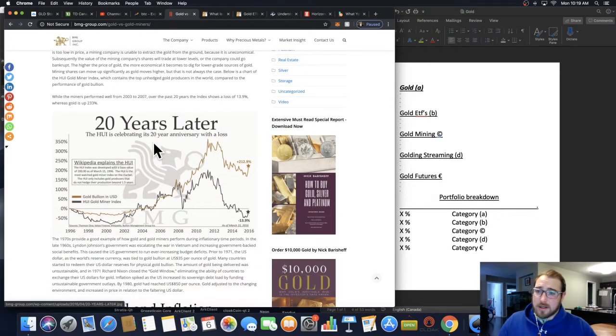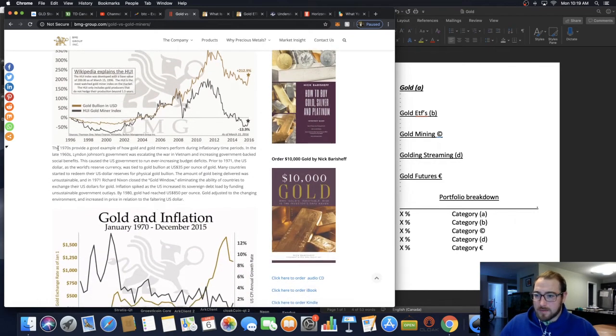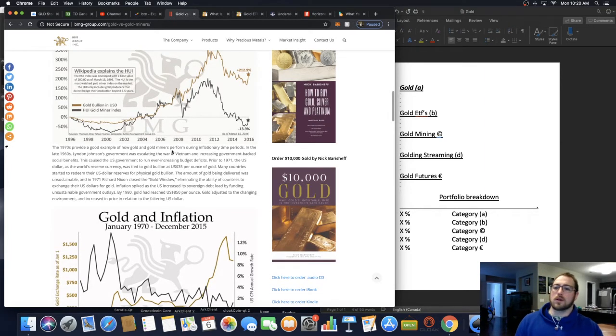And this is some of the comparative data, comparing gold versus gold mining. I think this should be something to look at. Here, the 1970s is a good example of how gold and gold miners perform during inflationary time periods. And I think this time period is upon us, right? Inflation is upon us. I just got my check. Well, I got my assurance that it would be coming today.